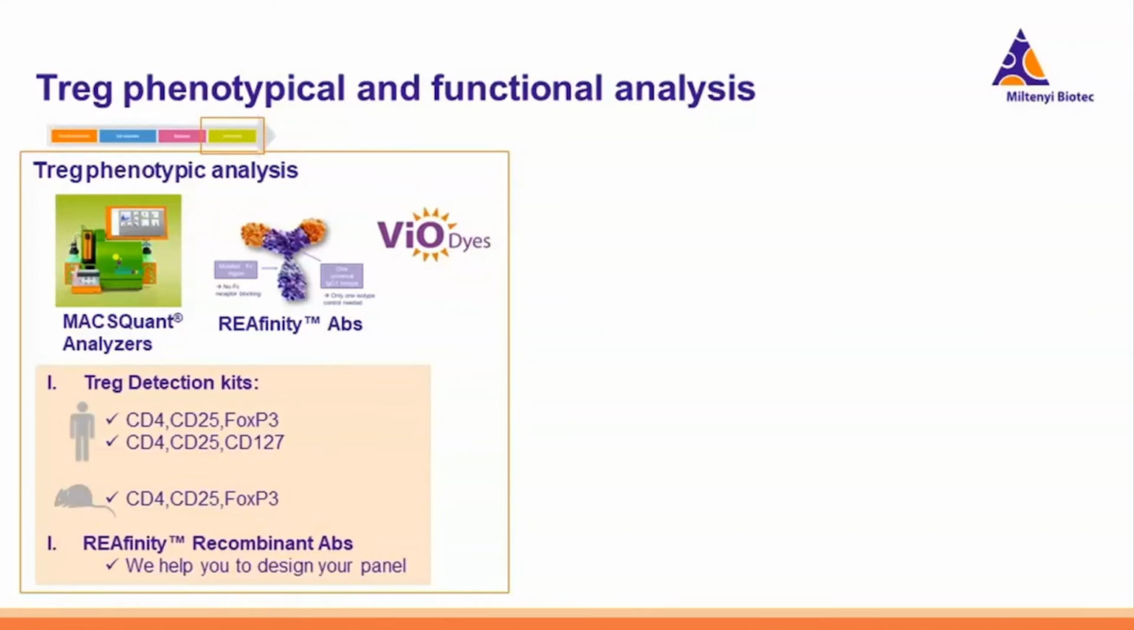And regarding REAfinity antibodies, they are recombinantly engineered antibodies in which the Fc receptor binding site was mutated to reduce nonspecific background, and the high purity and lot-to-lot consistency of these antibodies are great, and you can see that better in the application examples.